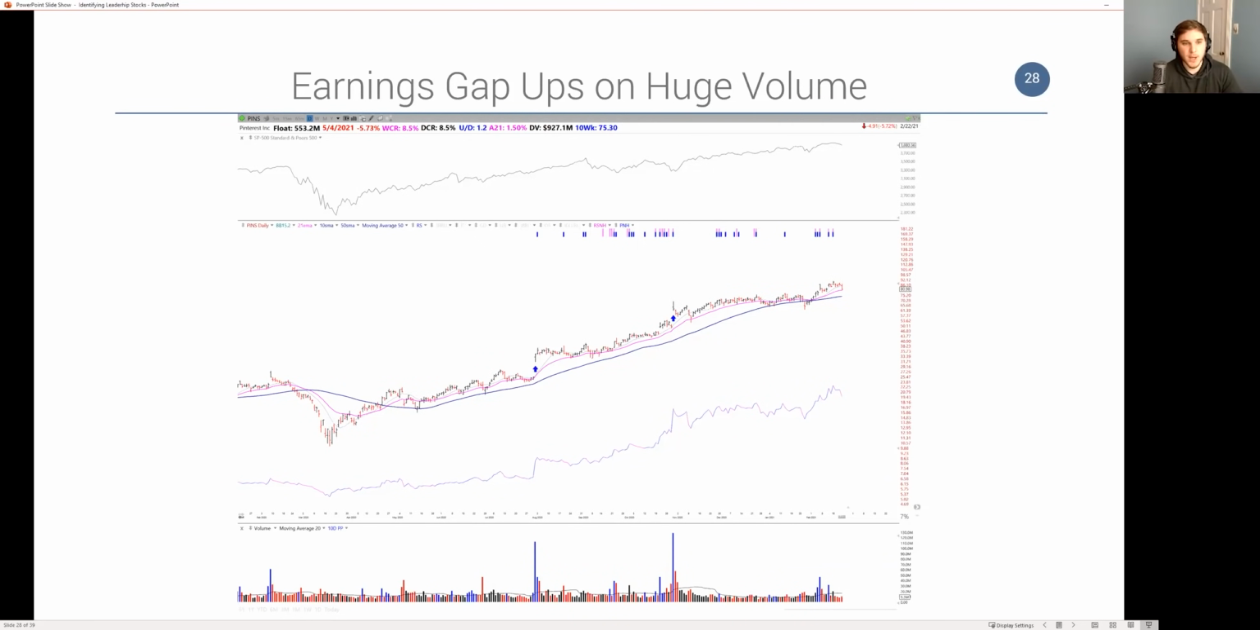Twilio, Pinterest, as we have here, Fastly, Apps even had it. So there's so many different examples. Tesla from 2019, as we'll see in a chart later. So this is a clear thing that you need to look out for, especially if the volume is larger than any volume since the IPO.